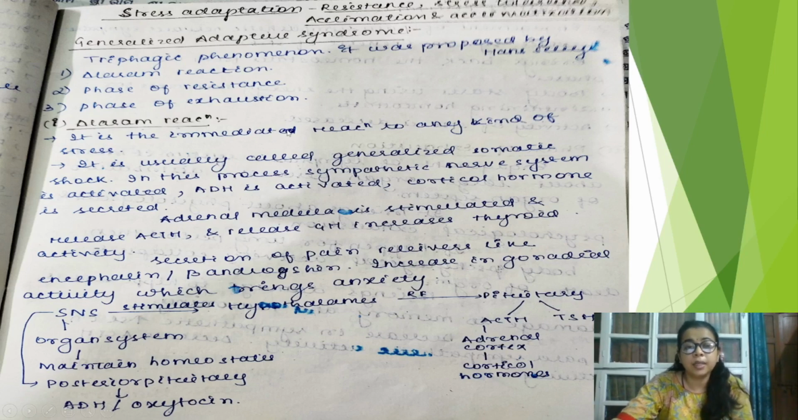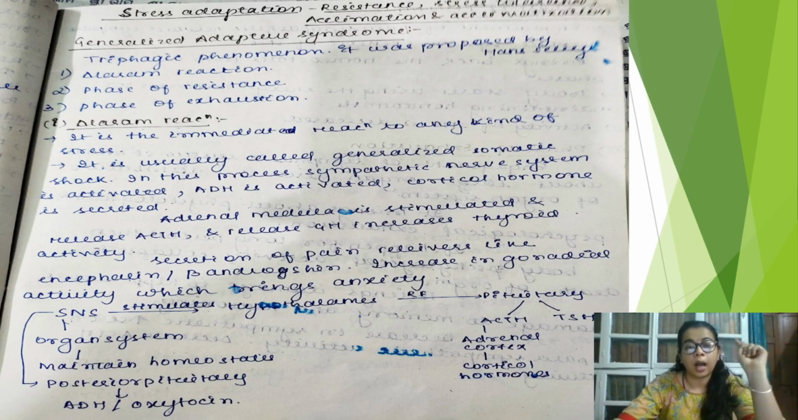What will happen in the alarm reaction? It is an immediate reaction to any kind of stress. Suppose we are in a stress condition, it will affect us immediately. What will happen? It will usually cause generalized traumatic shock, and in this process the sympathetic nervous system will come into play, which we have discussed in the first part of the video.